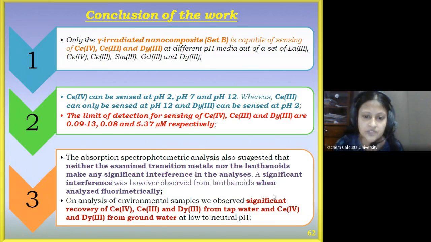5.37 micromolar, respectively. The absorption and spectrophotometric analysis also suggested that neither the examined transition metals nor the lanthanoids make any significant interference in the analysis. A significant interference was, however, observed from lanthanoids when analyzed fluorimetrically. On analysis of environmental samples, we observed significant recovery of cerium-4, cerium-3, and dysprosium-3 from tap water, and cerium-4 and dysprosium-3 from groundwater at low to neutral pH.